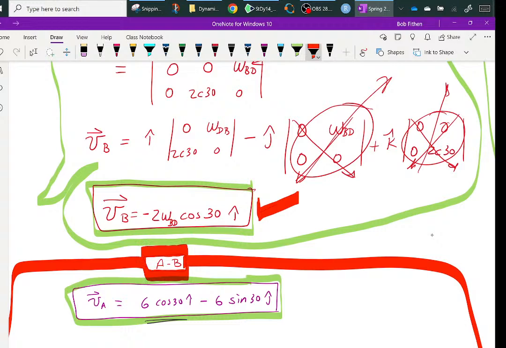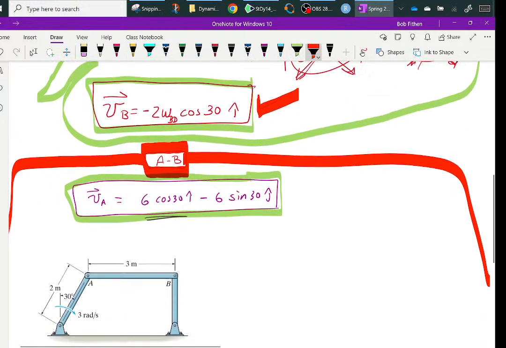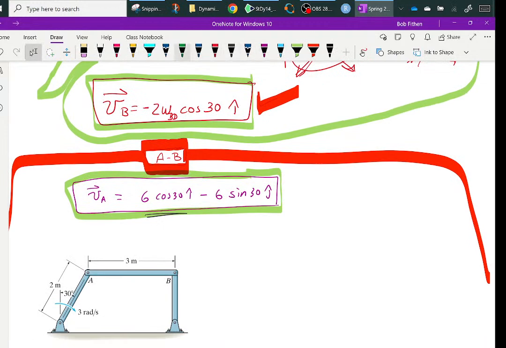So let's do AB. And I got my picture down here. So okay, it depends on which one you want to do. It doesn't really matter. Velocity of A is equal to velocity of A relative to B plus velocity of B, but you could have easily done this one.